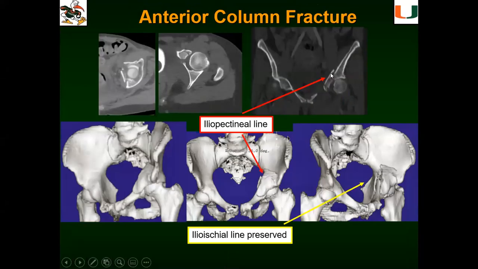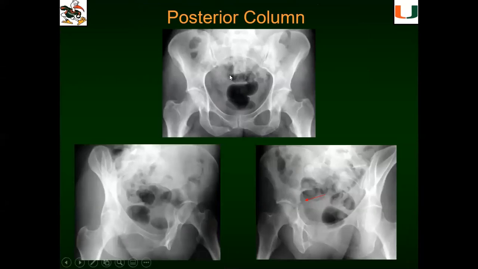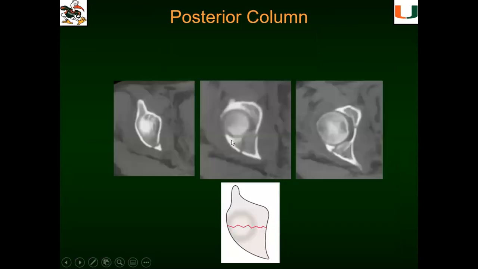So here it is again, both on the CT and on the 3D rendering, that there is disruption of that iliopectineal line with relative preservation of the ilioischial line. Posterior column fracture will disrupt the ilioischial line, but will spare the iliopectineal line. So you should not see iliopectineal line disruption in an isolated posterior column fracture. And so there are the different examples. And so here it is on the Judet views, disruption of the ilioischial line and of the obturator ring.